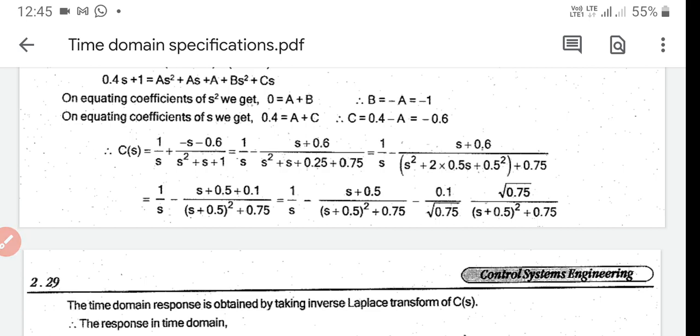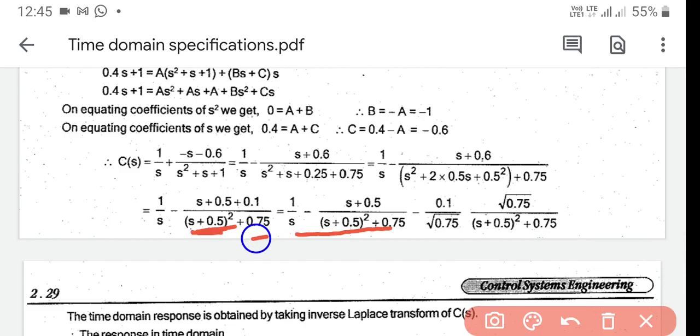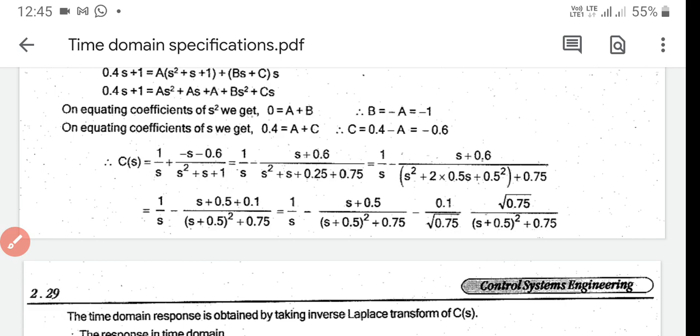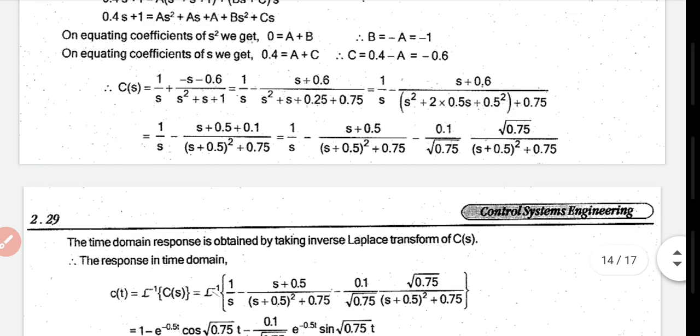So 0.1. Okay, here the second part we have to write as 1 by square root of 0.75 into square root of 0.75, by s plus 0.5 whole square plus 0.75.